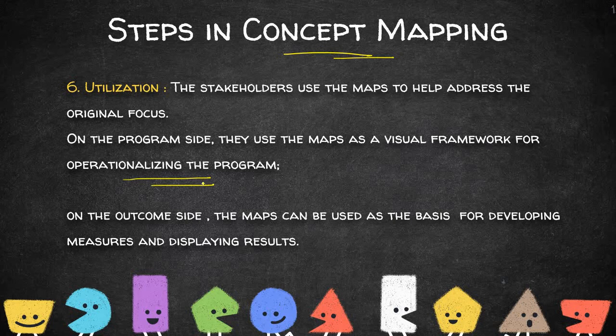So if there is a program which is to be implemented, what all things are needed to be done in that program. Now you have different dimensions and you could see them, everyone could see them, it is there for public view. And on the outcome side, it would help to display results, or developing measures and displaying results. It can be used for that.